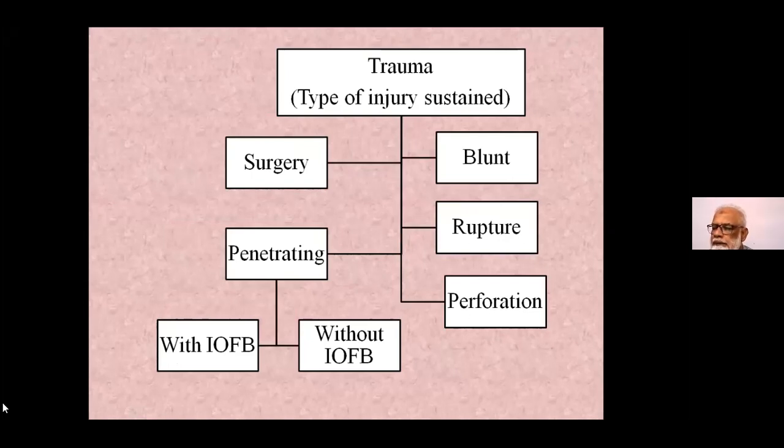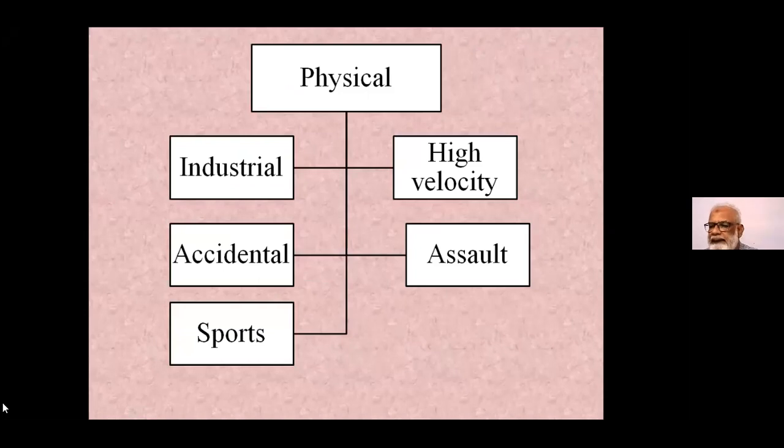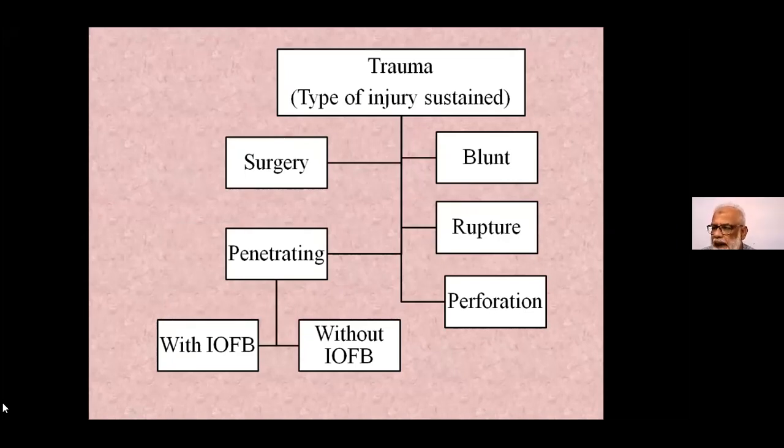Trauma can also be defined in a slightly different manner by the type of injury sustained by any of the above forms of trauma. All of these, high velocity, industrial, accidental, assault, sports, can be sharp injury or blunt injury, and we can classify the physical trauma according to the nature of injury sustained by the eye. So we have blunt injury. The blunt injury can lead to rupture of the globe, or simple blunt injury without rupture of the globe. Surgery per se is also a form of trauma, iatrogenic trauma.